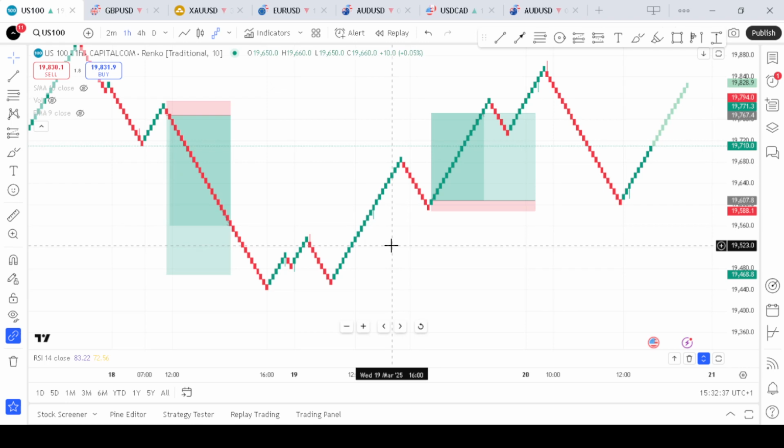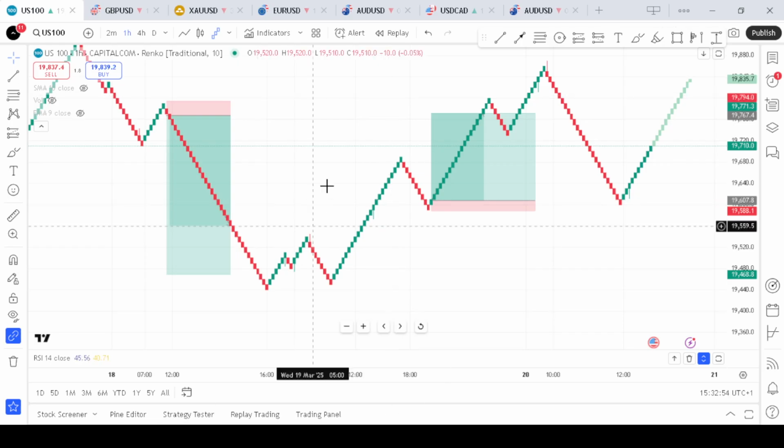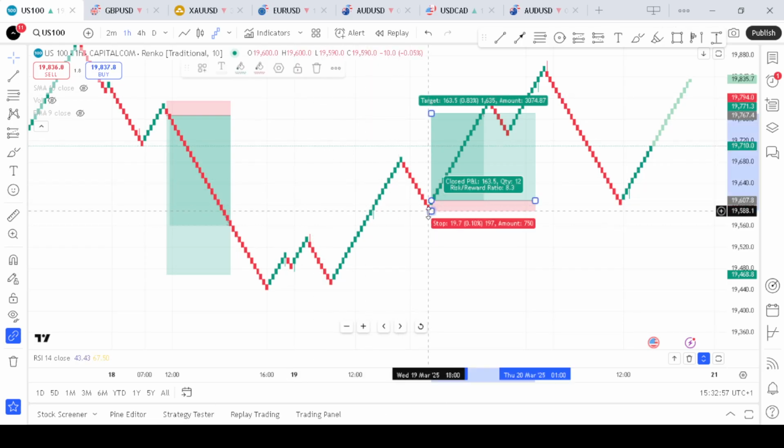Step 7 is to always manage your risks. Never risk more than 1 to 2% of your trading account on a single trade. This ensures that you can withstand a series of losses without significantly impacting your trading account. Always calculate your position size based on the distance between your entry and your stop loss. You can also confirm this using volume.